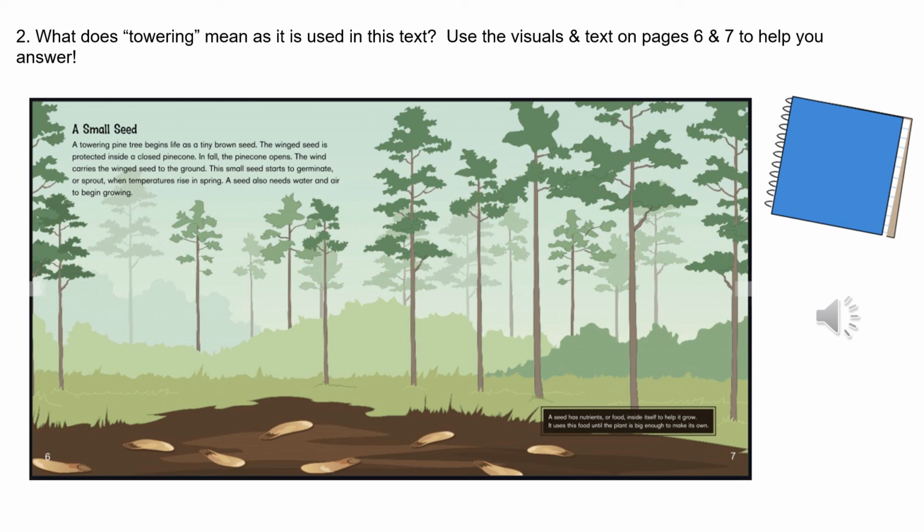So one of the things that good readers do is look at the visuals. So a towering pine tree, what do you notice about the pine trees? That will help you understand what towering means. But also the author uses context clues by giving you the opposite of the meaning of the word towering. Listen, a towering pine tree begins life as a tiny brown seed. What does towering mean? Write your answer in your notebook.